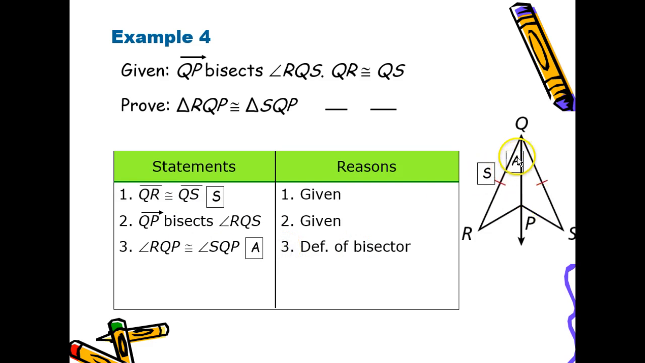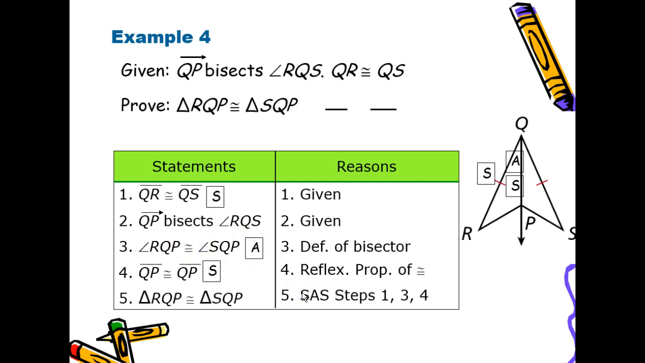And you can see that if we include the reflexive side or the shared side, we can list that as a statement. Once again, you should notice a pattern here. This is often used in triangle congruence. We're going to put an S next to this since this is a side. These are angles, so we put an A, and then you know your last reason is SAS. Okay, kind of like a pattern.